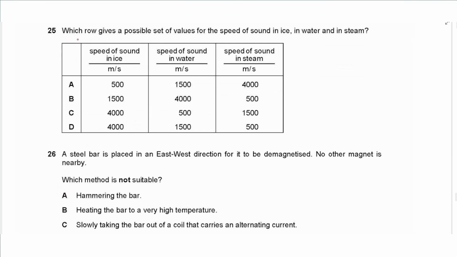Question 25 says which row gives a possible set of values for the speed of sound in ice, water, and steam? So that's solid, liquid, and gas. So in ice, solid, that would be the highest speed. In water, it would be moderate. In the middle, 1,500. And in steam, like air, that would be in terms of hundreds. So the answer here is D.